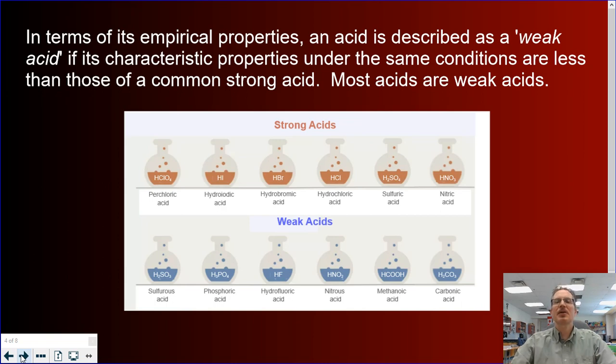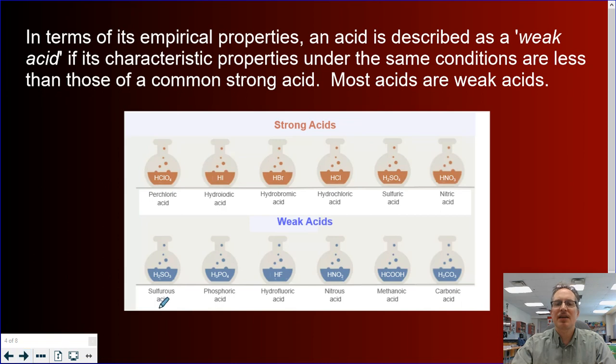In terms of its empirical properties, an acid is described as a weak acid if its characteristic properties under the same conditions are less than those of a common strong acid. If we refer back to our acid table in our data booklet, we will remind ourselves that most acids are weak acids. We only have 6 strong acids that are above the hydronium ion line in our acid chart. All other acids fall underneath that line.